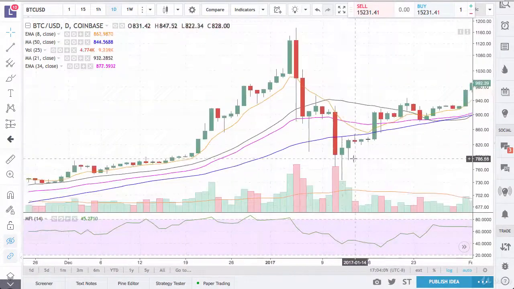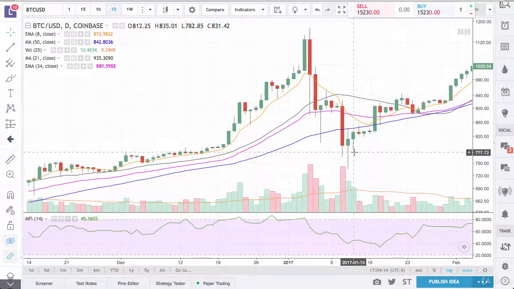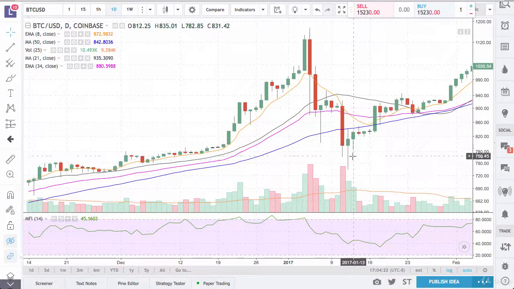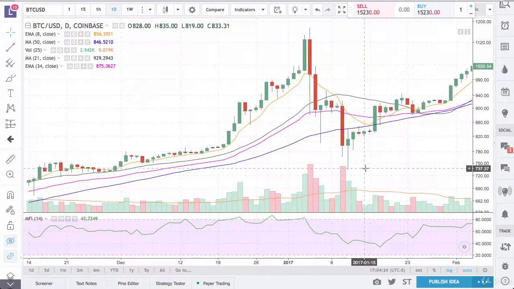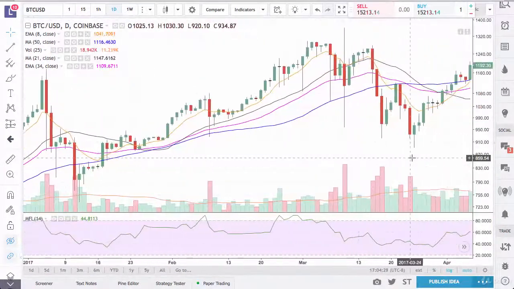This is almost a hammer, not quite, but except for this slightly longer shadow, it is a hammer because the lower shadow is longer, more than twice the size of the body. So these do qualify as a hammer. And let's see, what else do we find?